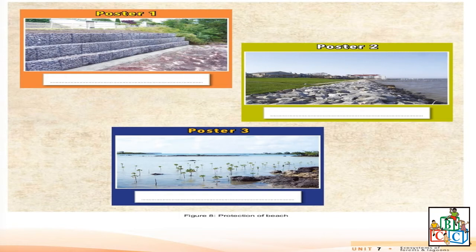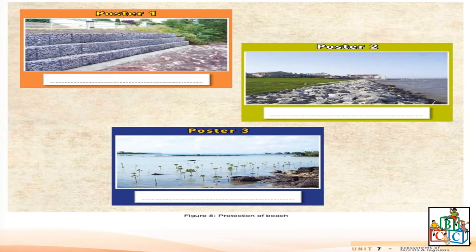So do not confuse rock revetment and gabions. Gabions are like crushed stones filled in wire cages. So the first one, as you can see, is a picture of crushed stones, so these are gabions. You're going to write gabions here.